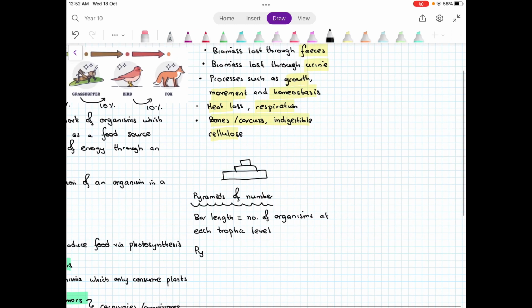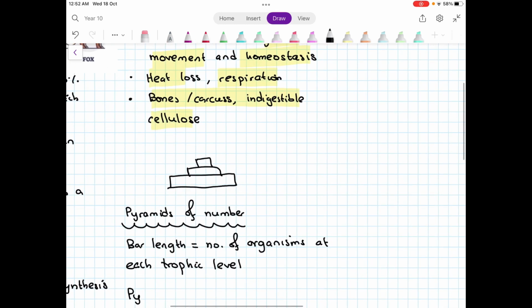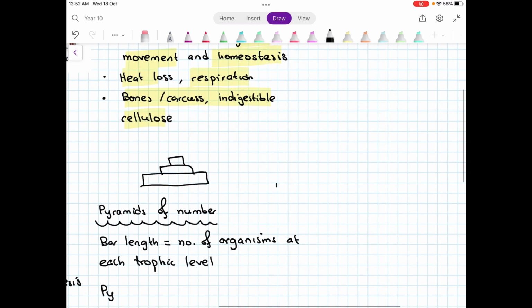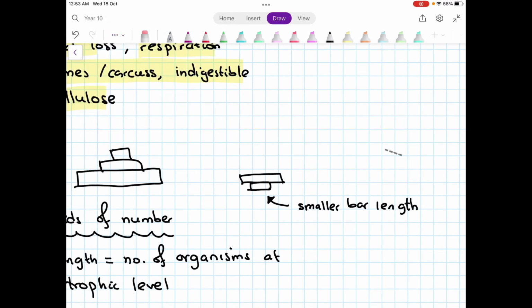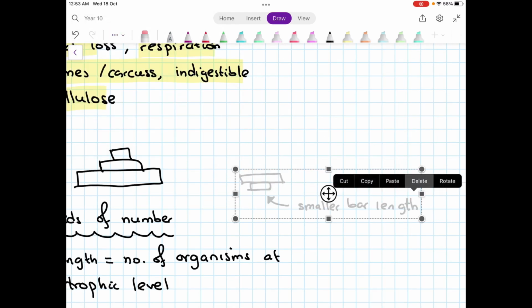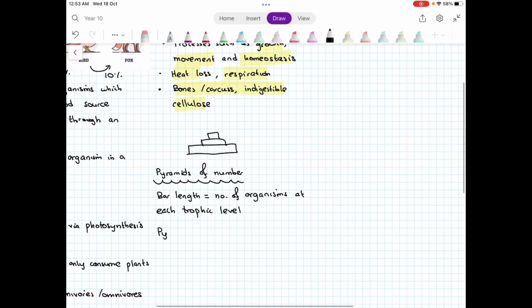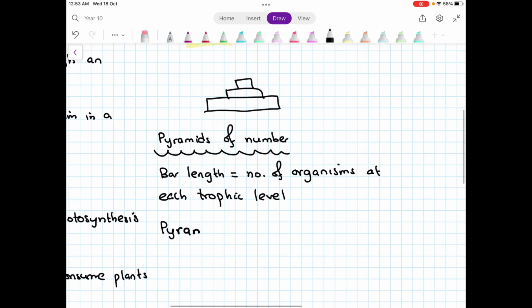and these can sometimes be misleading. So for example, if your producer is one large oak tree and the rest of the consumers are small ants, what we're going to have is a pyramid of numbers that is structured like so, where the producer actually has a smaller bar length. And that can be misleading, of course.